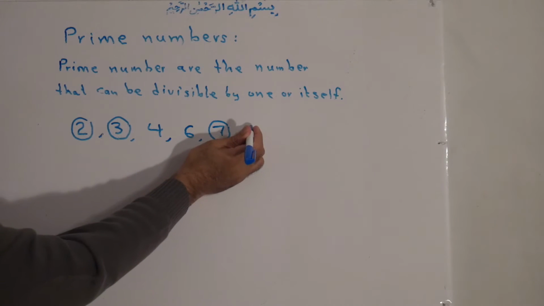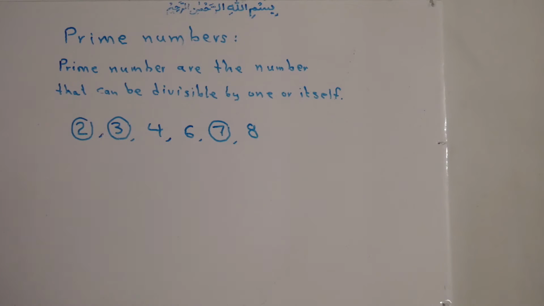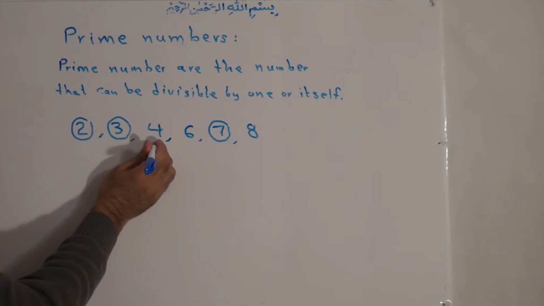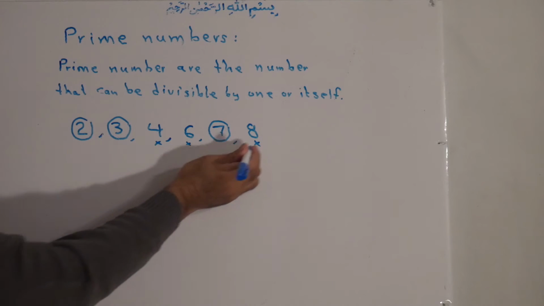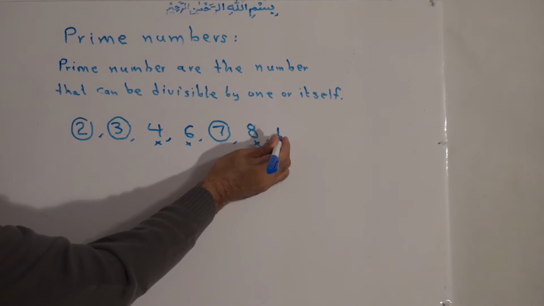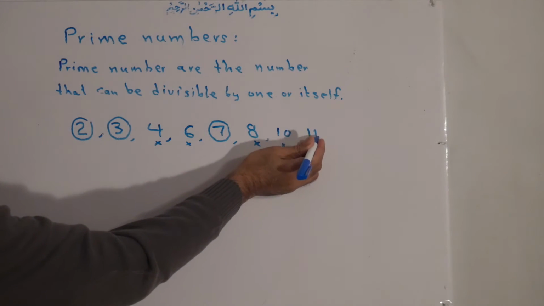8 is not a prime number. It's divisible by 2 and by 4. Then 10 is not a prime number. And 11 is a prime number.